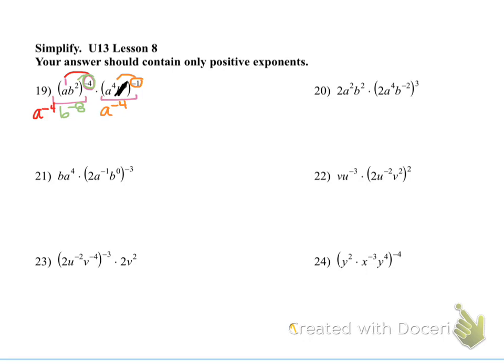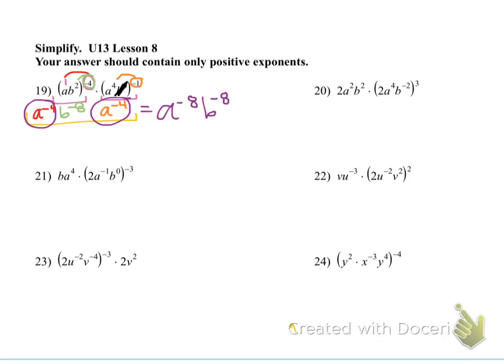Right now, my expression is the following. I've got this A to the -4, B to the -8, A to the -4. But we can see we have multiple A's, so let's go ahead and combine those. We're going -4 plus -4, which gives us -8. So right now my answer is A to the -8, B to the -8.